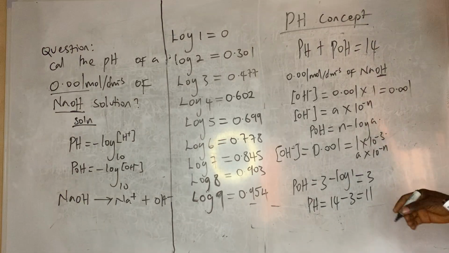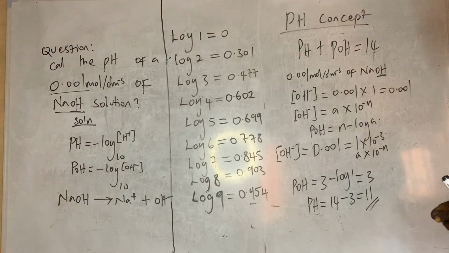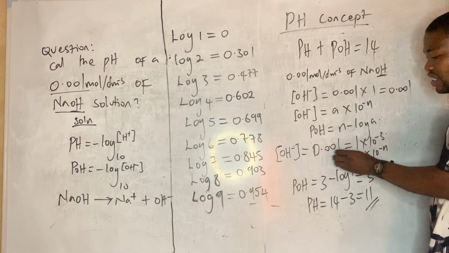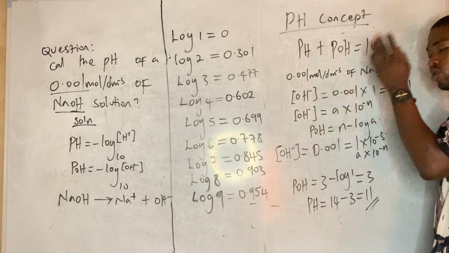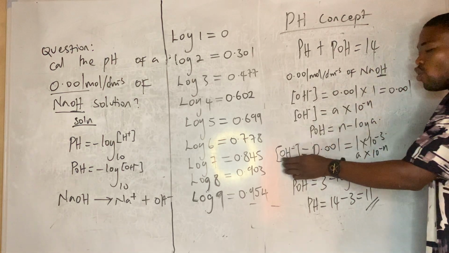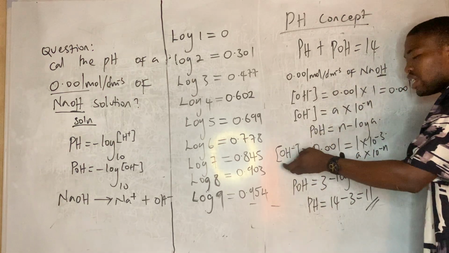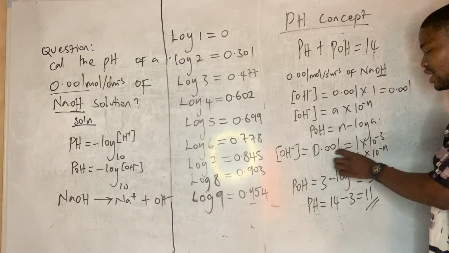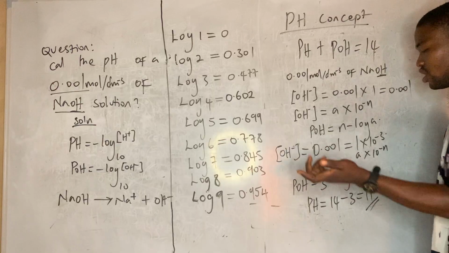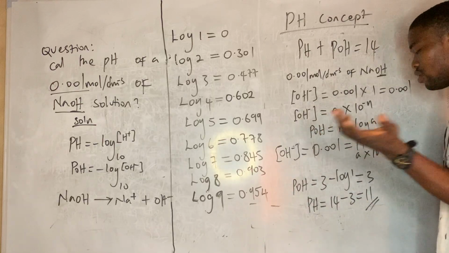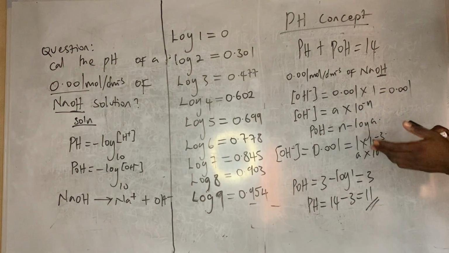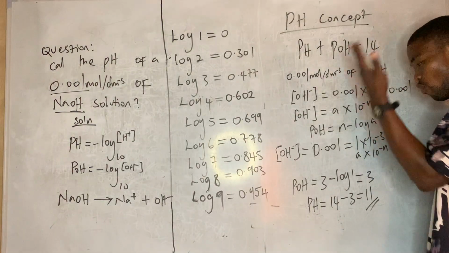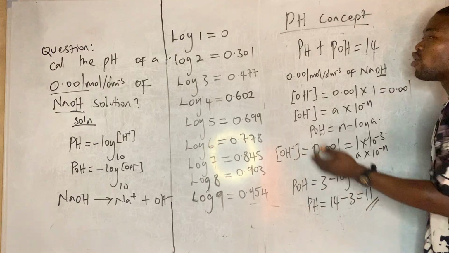The answer is 11, but I want to quickly comment on something. Anytime the OH ion concentration ends in 1, or the hydrogen ion concentration ends in 1, like 0.00001, the pOH or pH is just the count of the zeros. Counting 3 zeros gives 3. That's very simple. Even if you don't want to do it like that, just know that log 1 is 0.